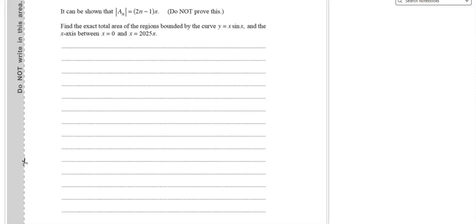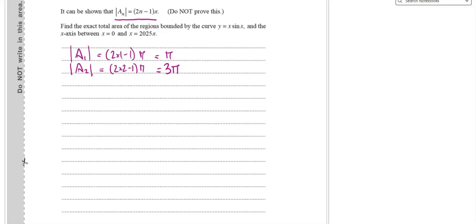Okay, so let's use this result and substitute in n equals 1 so we get the idea. So the size of a_1 is 2 times 1 minus 1 lots of pi, 2 minus 1 is 1, equals pi. Similarly, when we consider n equals 2, it's going to be 2 times 2 minus 1 lots of pi, which equals 3 pi.